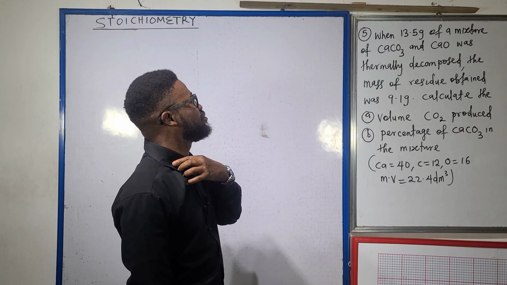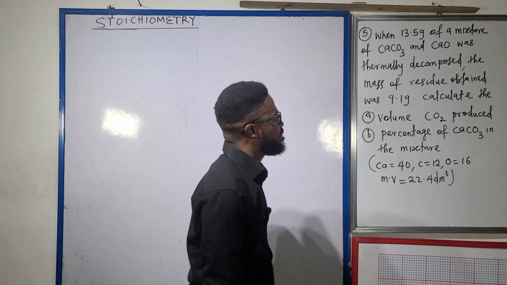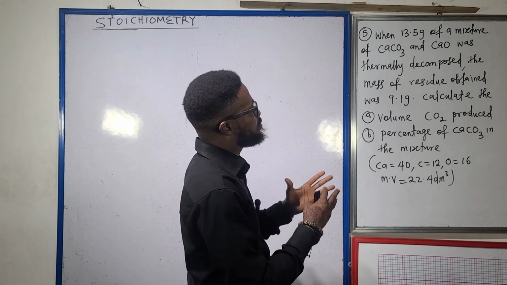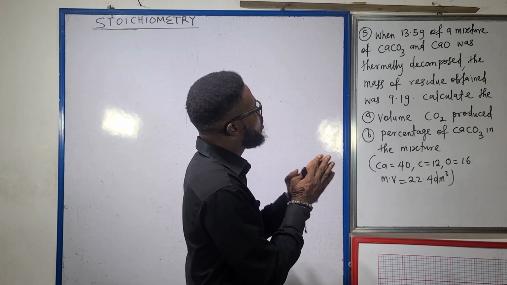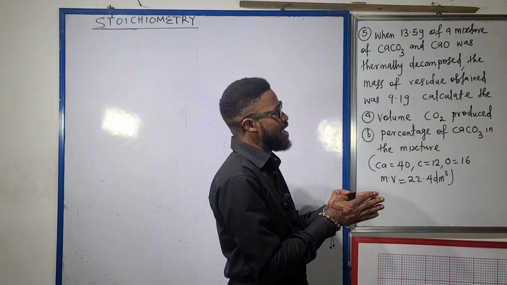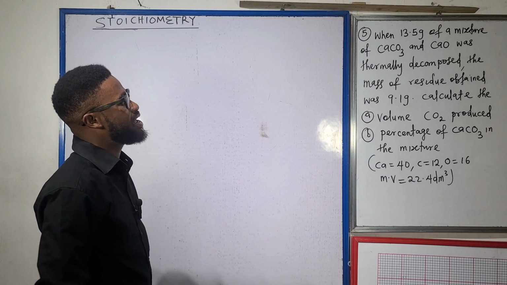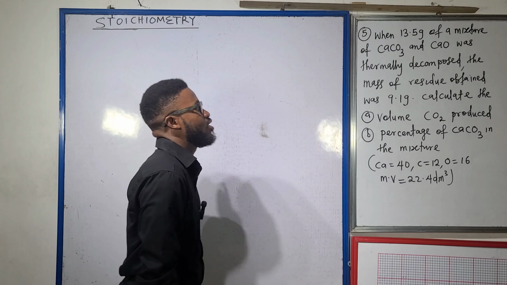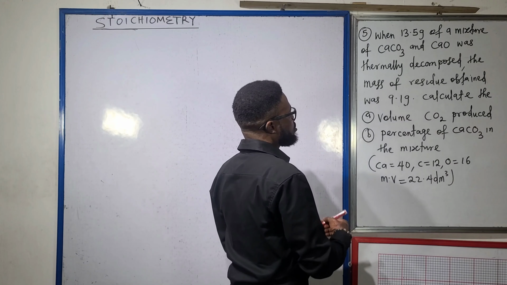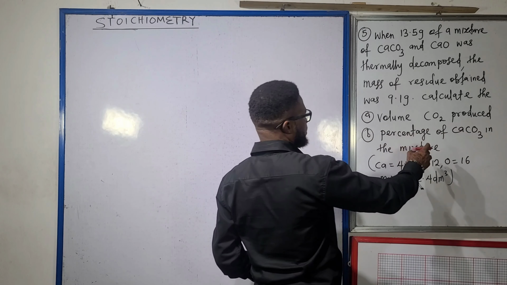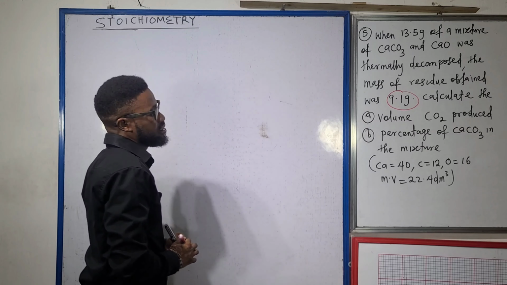Still on stoichiometry, moving on to question 5. We have a question: when 13.5 gram of a mixture of calcium carbonate, that is marble chips or limestone, and quicklime, calcium oxide, was thermally decomposed, the mass of residue, that's the remnants, obtained was 9.1 gram. Calculate the volume of CO2 produced and the percentage of calcium carbonate in the mixture.